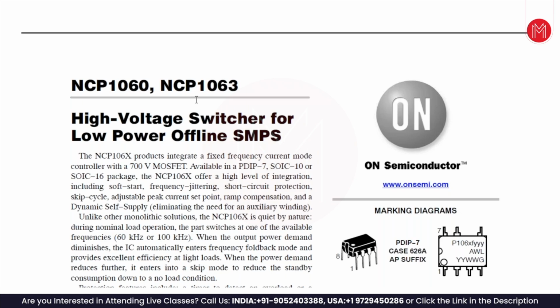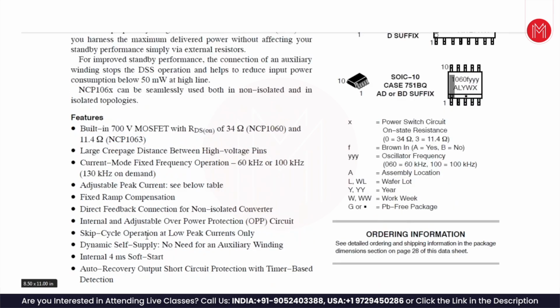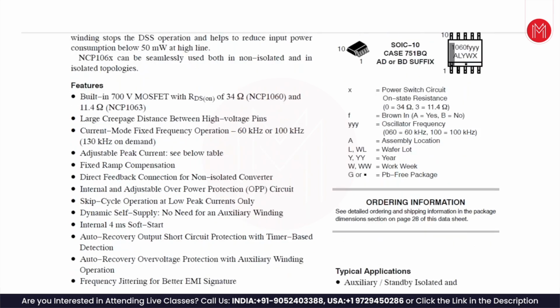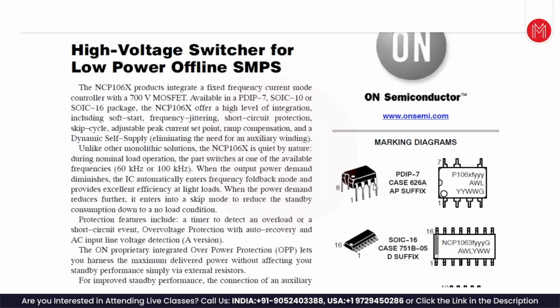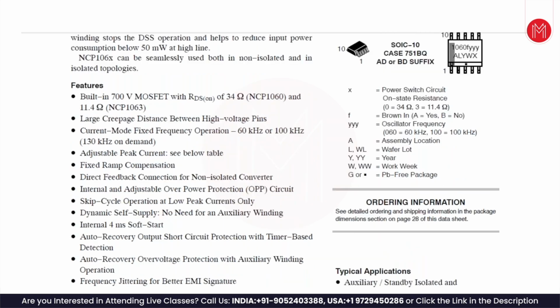So one is 60 kilohertz, the other is 100 kilohertz. It really operates at that frequency, 60 kilohertz. So this is the frequency. It is a 10 pin IC. It also comes in a PDIP 7 or 8-pin package, I think 8-pin and 7-pin package. It also comes as an SOIC 16-pin package, and SOIC 10 comes as a 10-pin package also.